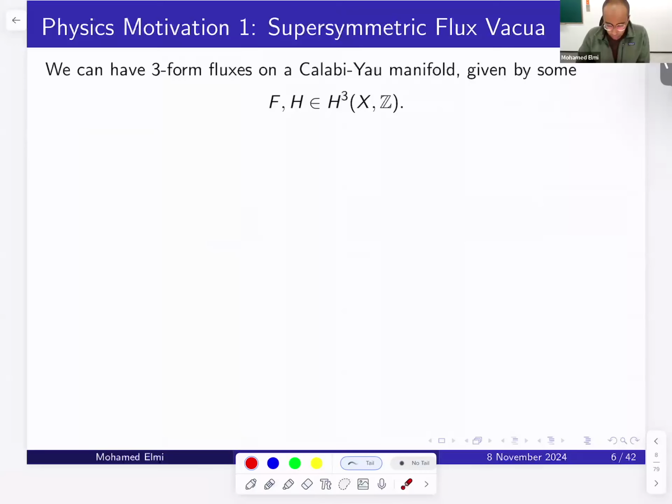So on a Calabi-Yau threefold, you can have fluxes which really are just controlled by some three-forms, and we want to consider their cohomology classes, and they have to be integral because the period should be integral, and that's just a condition of charge quantization. This comes from the RR 3-form in IIB, and this is the NSNS 3-form.